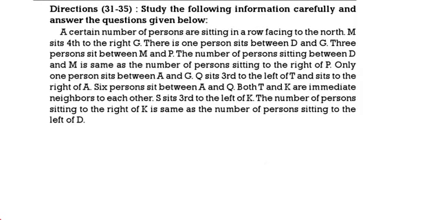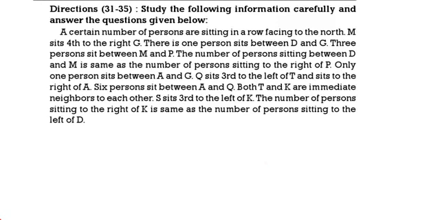Here there are a certain number of persons sitting in a row facing the north. M is fourth to the right of G. There is one person between D and G. Three persons are there between M and P. Then the number of persons between D and M is the same as the number of persons to the right of P. Only one person is there between A and G.